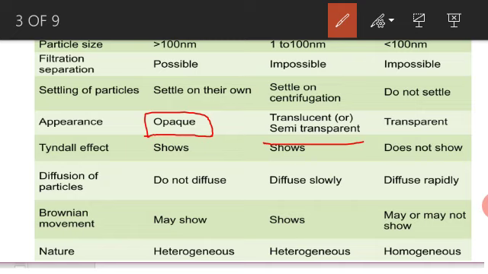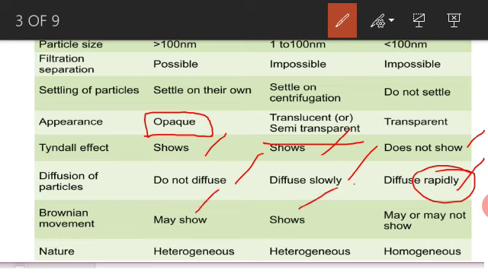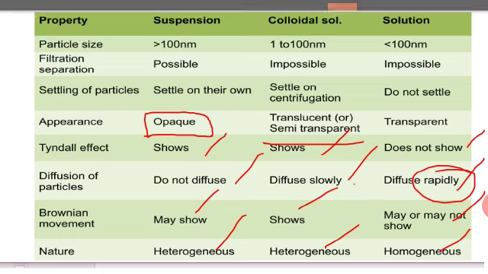Tyndall effect: suspension shows it, colloidal solution also shows it, but a true solution does not show it. Diffusion of particles: suspension does not diffuse, colloidal solution diffuses slowly, and in a true solution the particles diffuse rapidly. Diffuse means spreading, the ability of particles to spread. Brownian movement: suspension may or may not show it, colloidal solution shows it. Nature: suspension and colloidal state are both heterogeneous, and true solution is homogeneous.